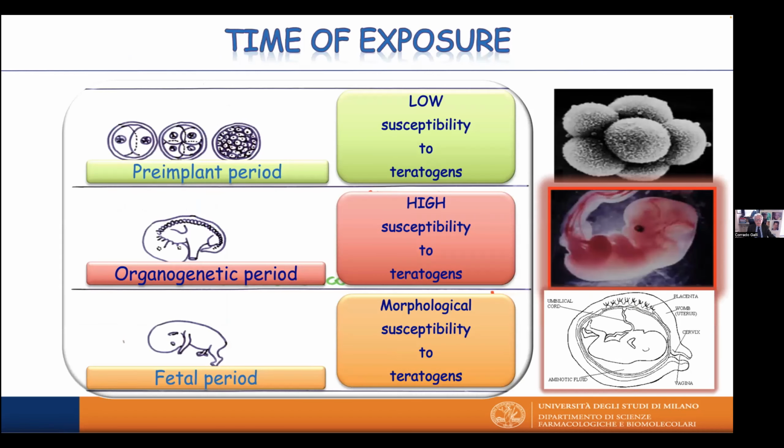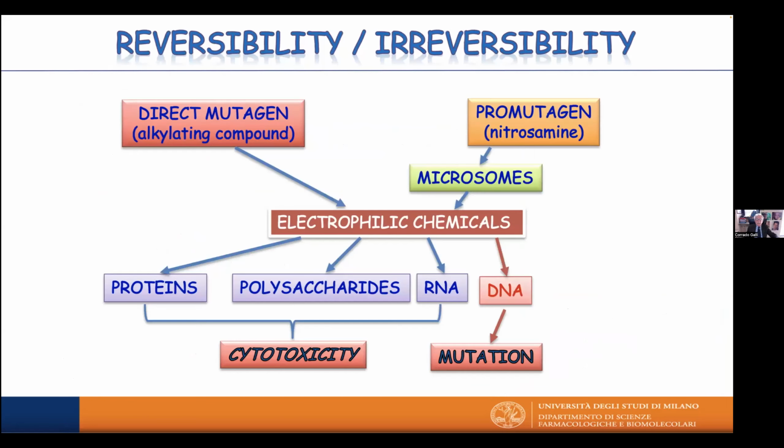Time of exposure is very easy. Take the example of pregnancy, where you have 3 different periods in which the gravity of the effects is very clear. It is greater during the organogenic period, that is, in the first weeks of the pregnancy. Then, reversibility.